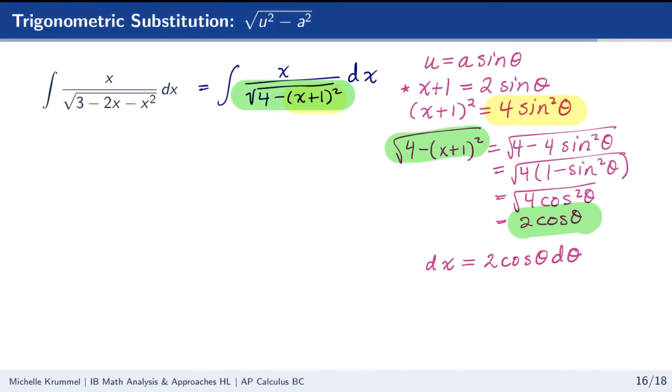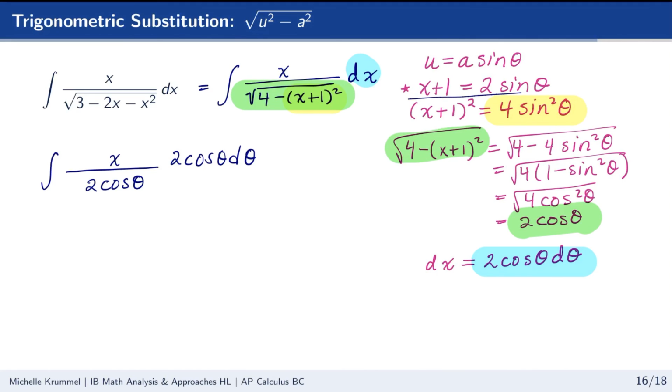And then this 2 cosine theta d theta replaces the dx. Okay, so we have the integral of x over 2 cosine theta, times 2 cosine theta d theta. And I have to get rid of the x. So I can come back here and say x equals 2 sine theta minus 1. And I can see right away that this is going to cancel out.